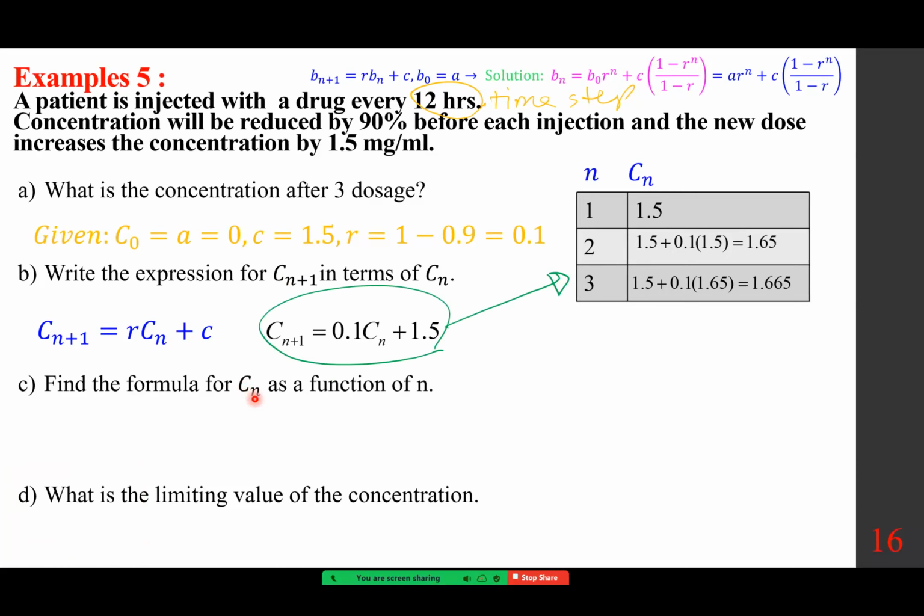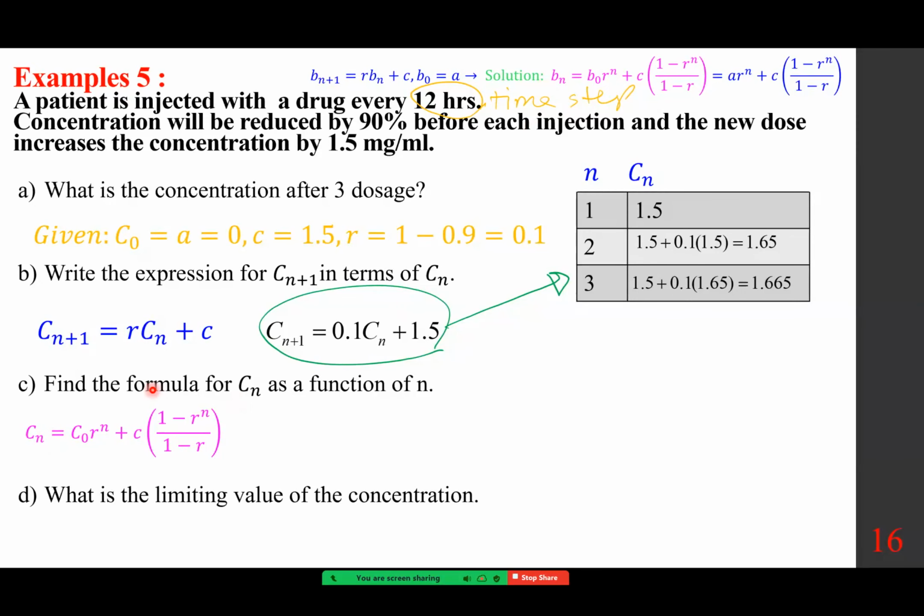Now it says find the formula for C sub n. So I go to this formula, and the very first thing I do, I change the B to C. Look at this formula, everybody. This is what we are looking for. We're going to change it to C. Everything we keep the same, except the B changes to C.